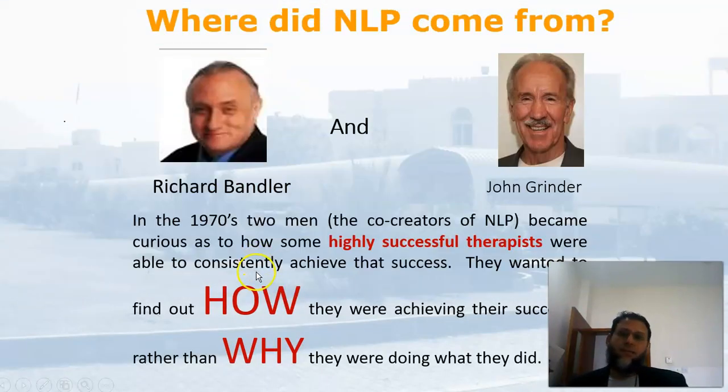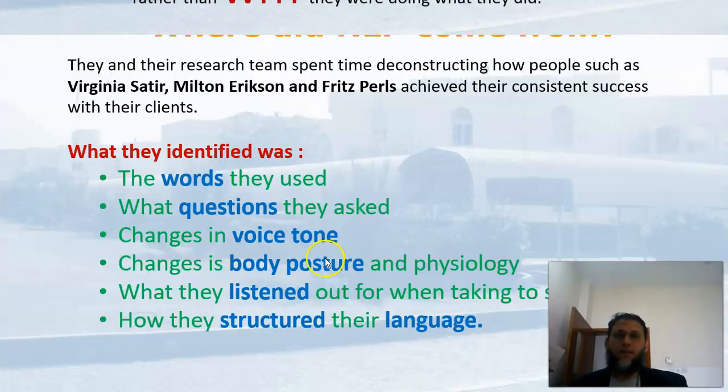This NLP was co-created by two famous psychologists, Richard Bandler and John Grinder, in 1970. They were amazed seeing the successful therapists. They were looking at how these people became so successful, rather than why they were doing something a certain way. So this approach helped them give NLP to this world. They are the co-creators of NLP.